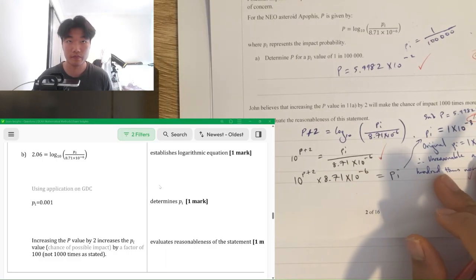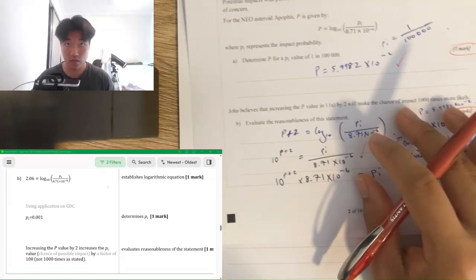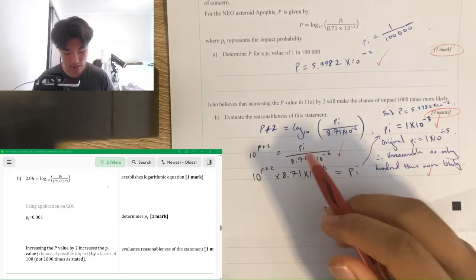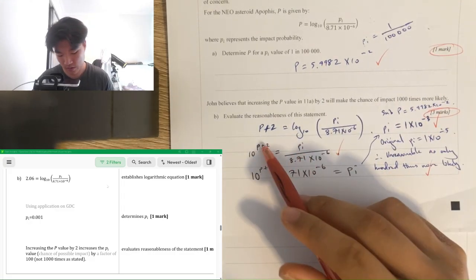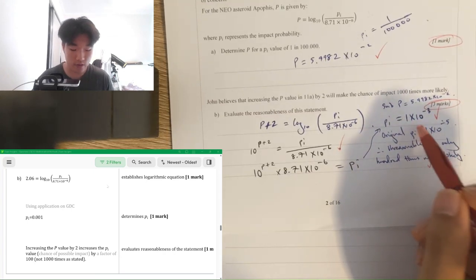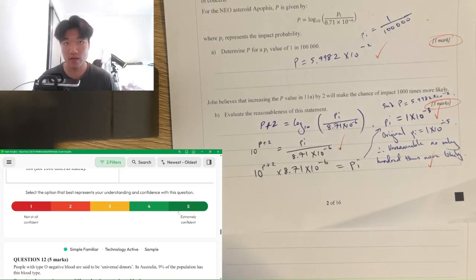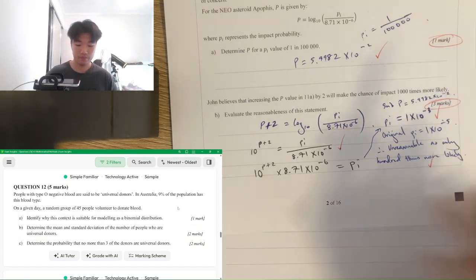Okay. In this case, I've stated the logarithmic equation. I just didn't sub in the value. And then I subbed it in there and I got the correct answer for P of I. And then I've evaluated the reasonableness. Okay.